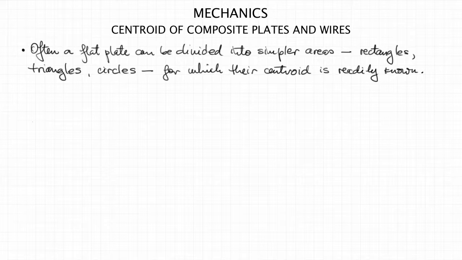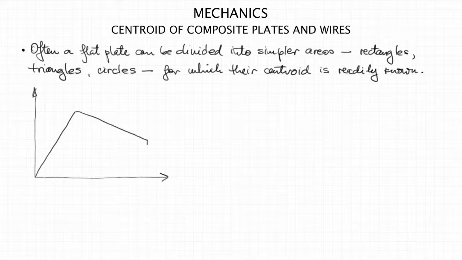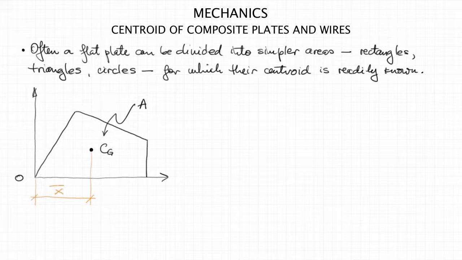So, as before, let's look at a situation in which we have a flat plate that is homogeneous and has uniform thickness and a total area of A, and it's contained in the XY plane. And we're trying to determine its centroid. In other words, we're trying to determine the coordinates of the centroid, which would be X bar and Y bar.